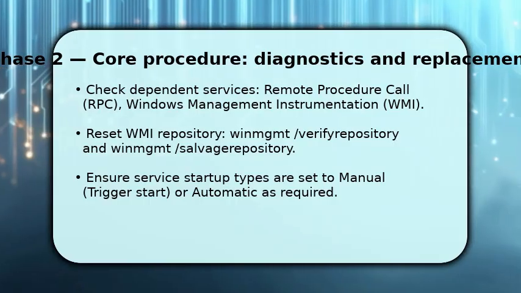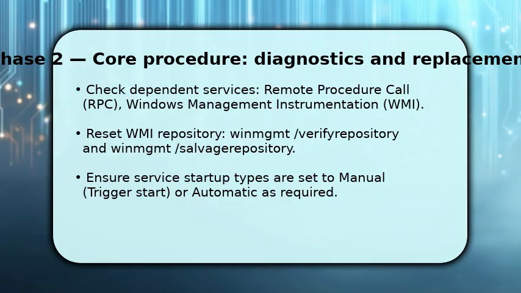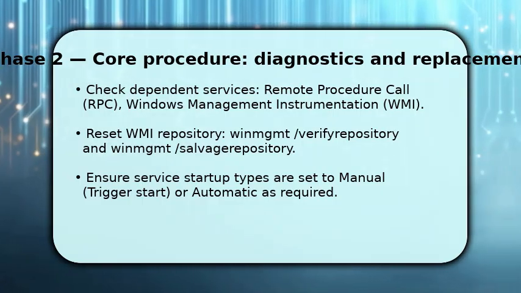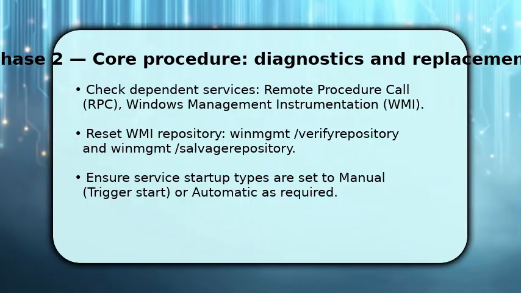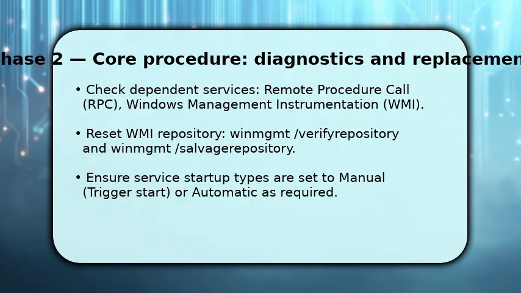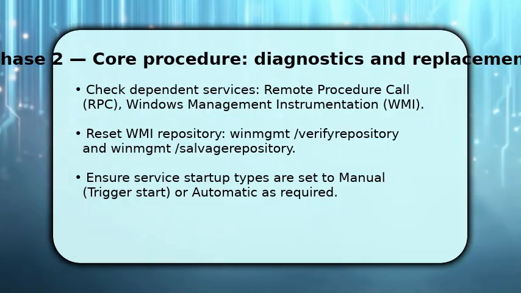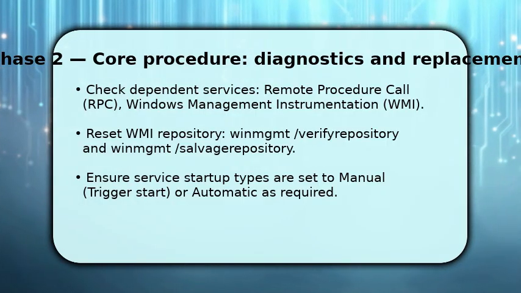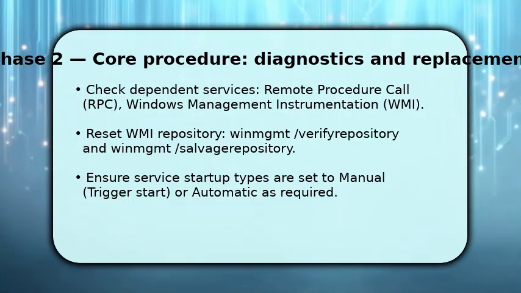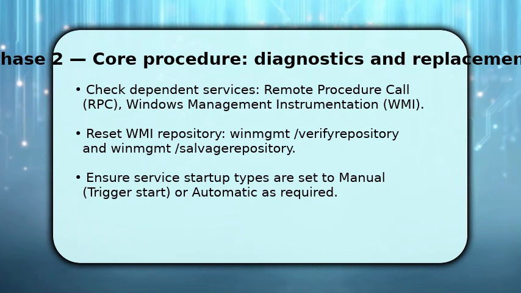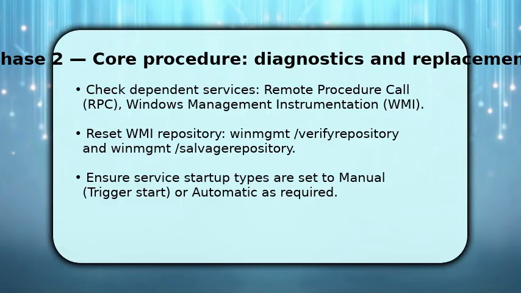Next, you tackle dependencies because Security Center depends on other services. If RPC or WMI are failing, WSCSVC won't start. Open Services and confirm RPC is running and set correctly, then check Windows Management Instrumentation. In an elevated CMD, verify the WMI repository with winmgmt /verifyrepository and repair with winmgmt /salvagerepository if needed. Also set Security Center and its dependencies to manual, trigger start, or automatic.